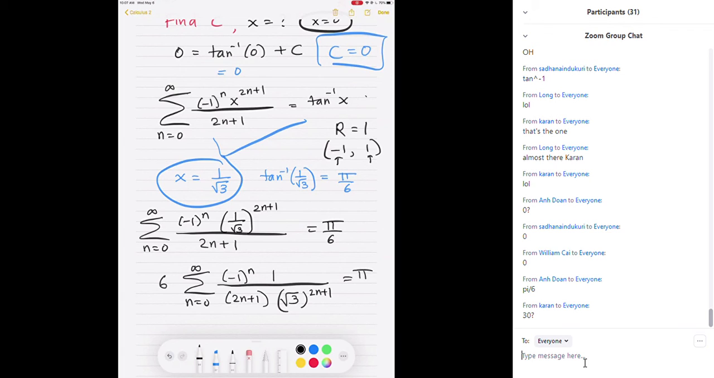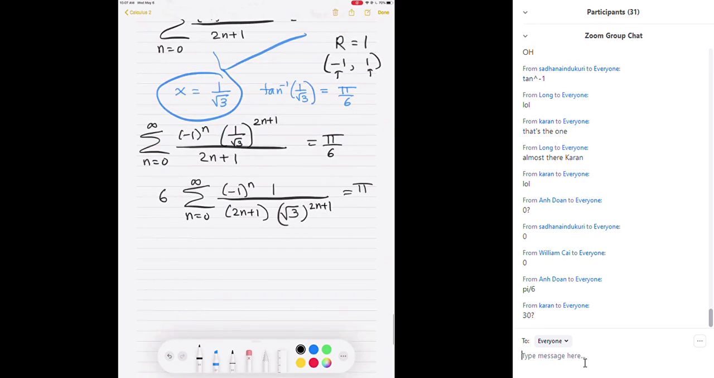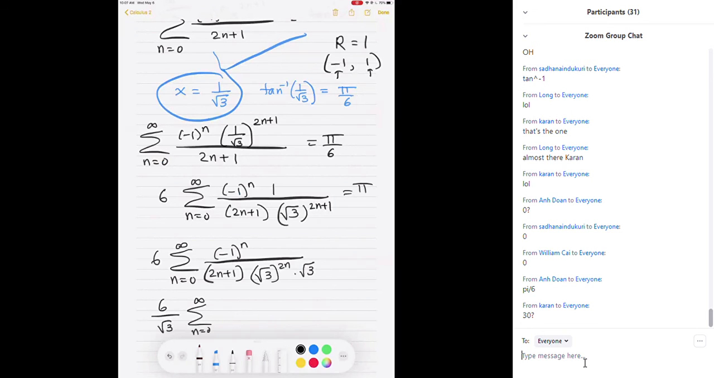So I'm just going to do some algebra and let you go. So this is going to be the sum from n equals 0 to infinity of negative 1 to the n over 2n plus 1. I can write this as square root of 3 to the 2n times square root of 3, and this is going to be just 6 over square root of 3 times the sum of negative 1 to the n, over 3 to the n, times 2n plus 1, equals pi. And today, yes, I took a little bit more time. You can also simplify this, but I'll let you go.